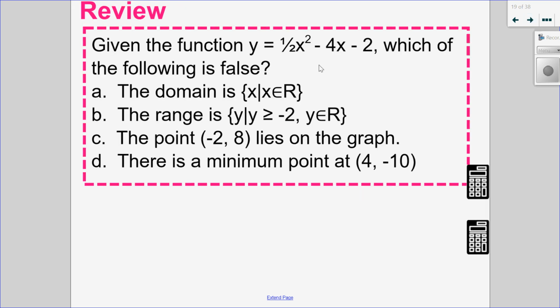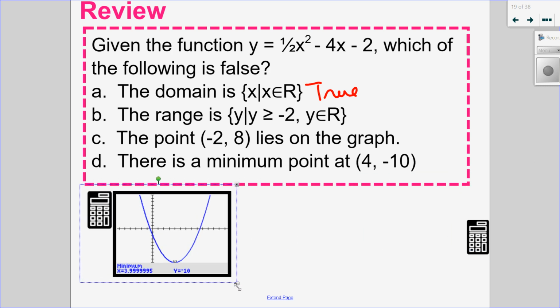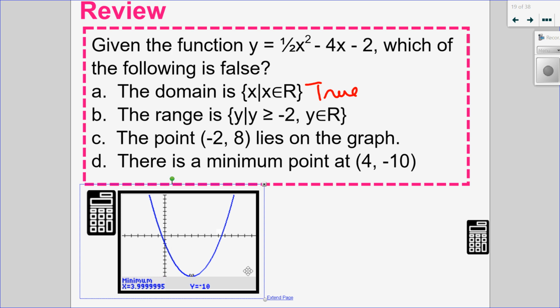In this question here, we have this function, y equals a half x squared minus 4x minus 2, and I want to know which of the following statements is false. So first statement, the domain is x such that x is an element of the reals. That is true for all parabolas. Second one, the range is the set of all y such that y is greater than or equal to negative 2. Well, to look at the range, I have to look at my graph. So looking at my graph, I see that it has a minimum, and you can see that that minimum value is negative 10. So the range should actually be y greater than or equal to negative 10, not negative 2. So this one is false.